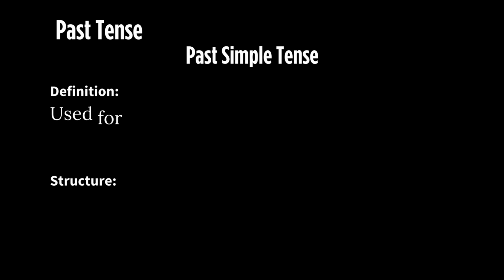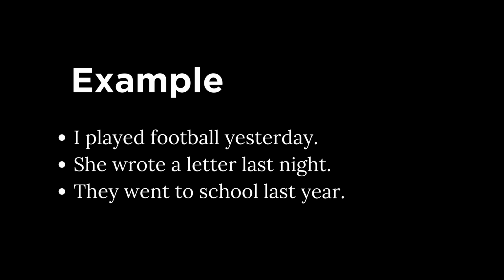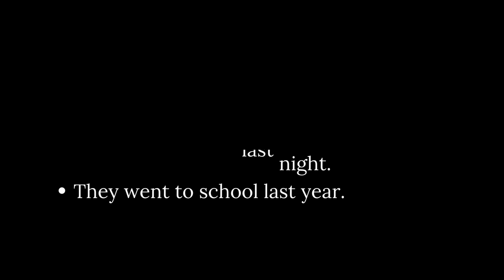Past tense, past simple tense, definition: used for completed actions in the past. Structure: subject plus past verb plus object. Examples: I played football yesterday. She wrote a letter last night. They went to school last year.